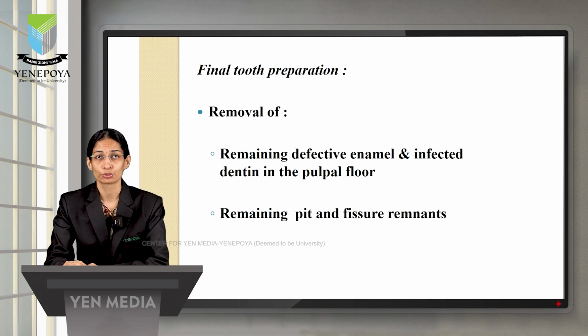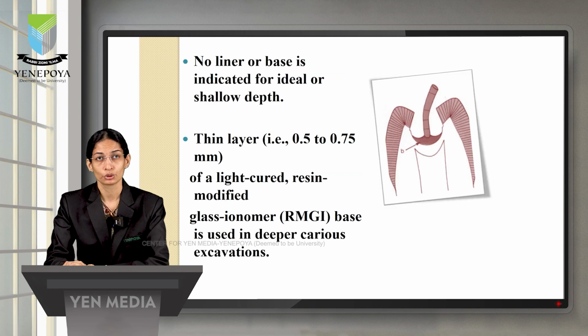Now, what is the final tooth preparation step? It includes removal of remaining defective enamel and infected dentine in the pulpal floor and remaining pit and fissure remnants. No liner or base is indicated for ideal or shallow depth. A thin liner, that is around 0.5 to 0.75 mm, of a light cured resin modified glass ionomer base is used in case of deeper caries excavations.